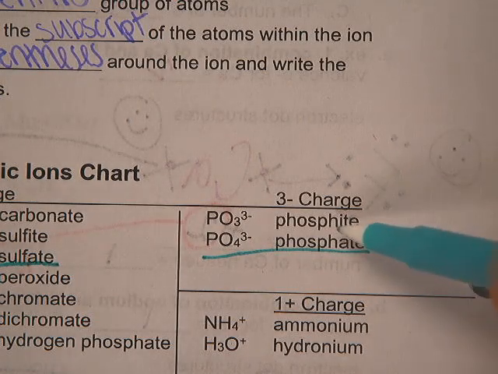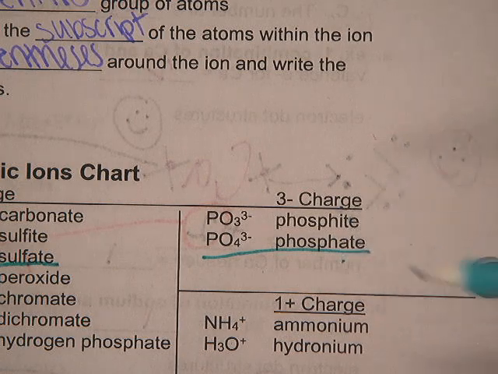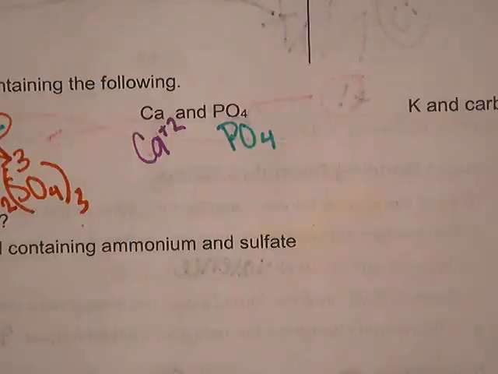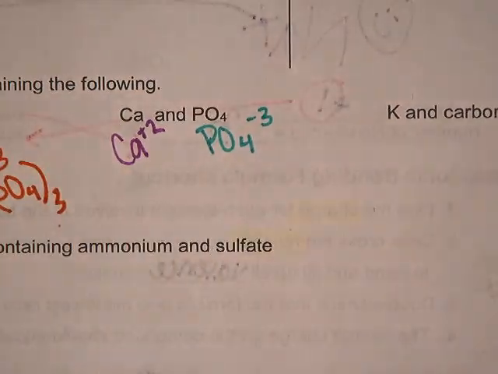So again, please pay attention when you're using your polyatomic ions chart. Pay attention to the letters. They are just one letter away, phosphite versus phosphate, and it changes their formula. And this one has a -3 charge.